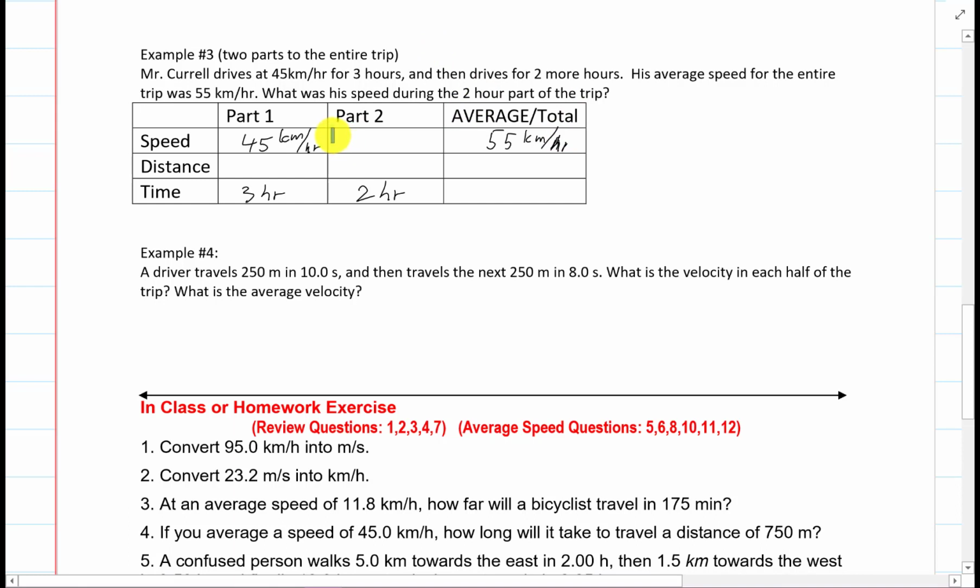So I'll highlight in blue. That's what they want. That's the answer that we were trying to get from this question. What is the speed in that second part?